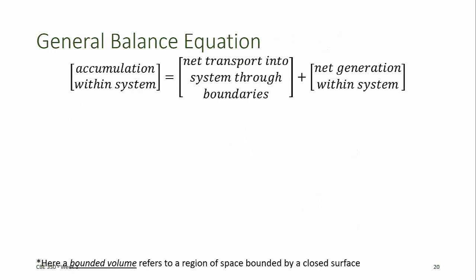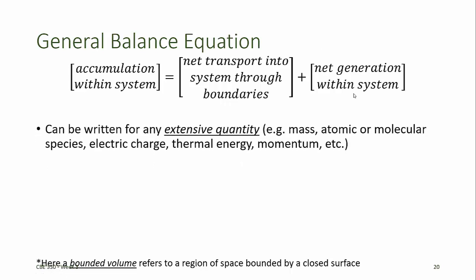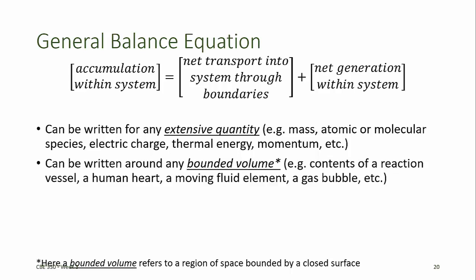You know from CBE 101 that a general balance equation states that the accumulation of a quantity is equal to its net transport into the system through the system boundaries, plus the net generation of that quantity within the system. This can be written for any extensive quantity. It could be mass, it could be molecular species, it could be thermal energy, it could be Reynolds stress. It can be written around any bounded volume, like the contents of a reaction vessel or a human heart. We'll talk more about the type of volume in a moment.